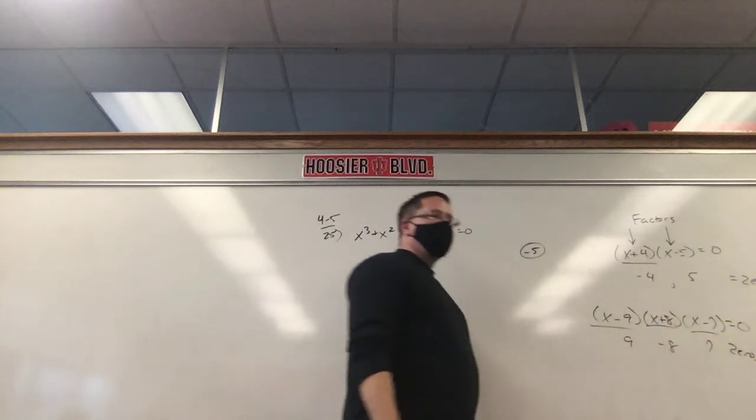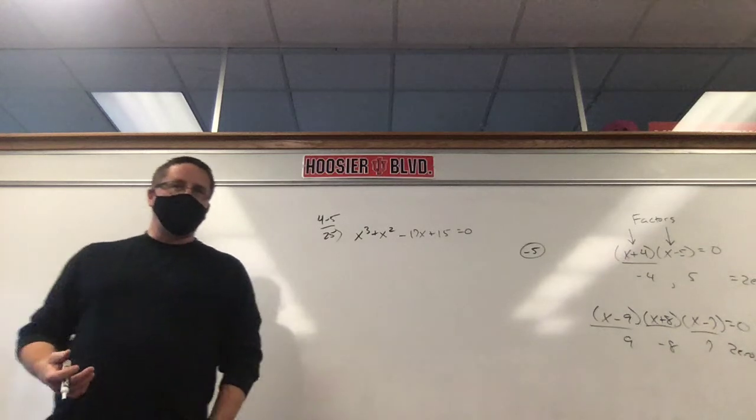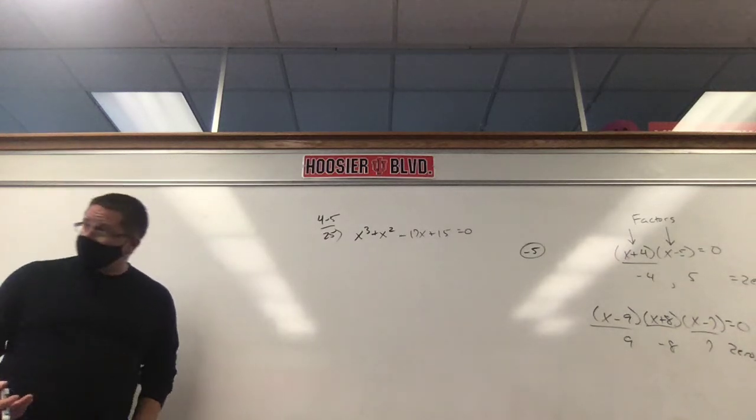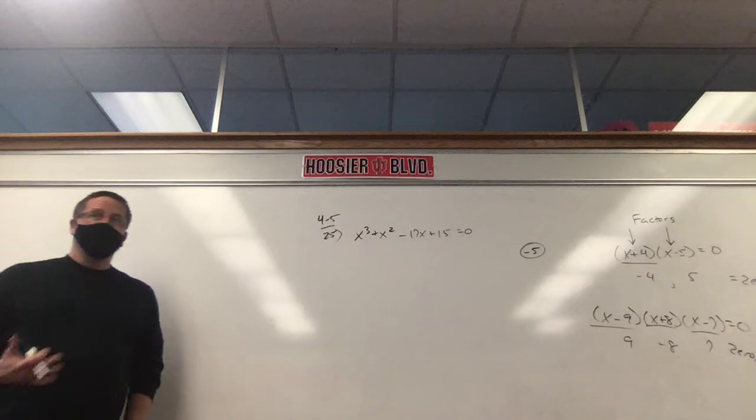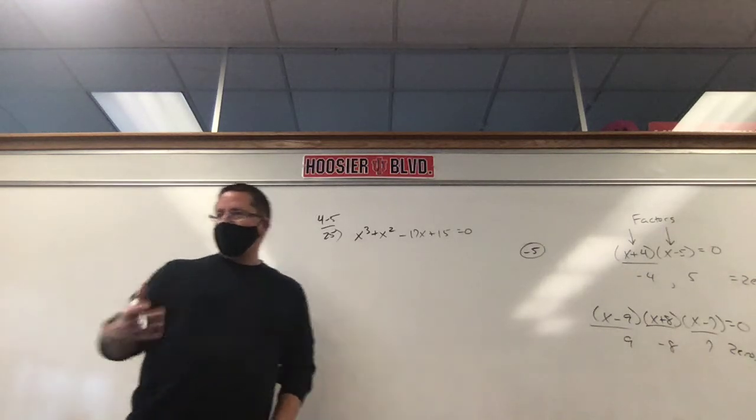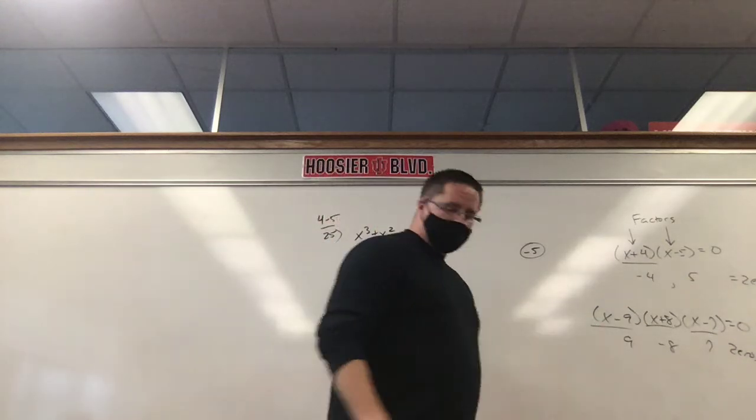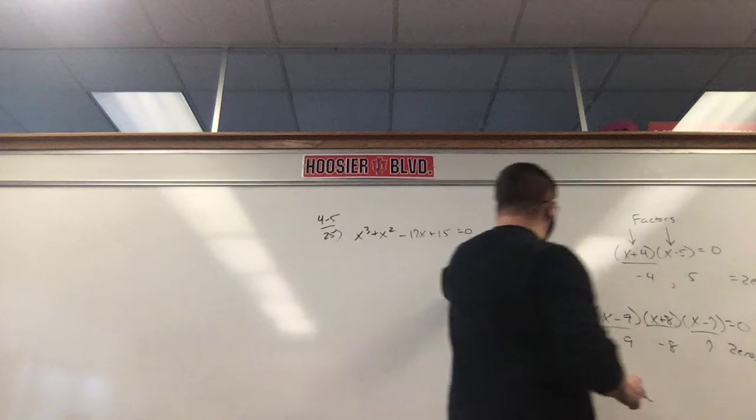X minus 7. What do factors always have? When I said my factors, what did I say every time? X. They all have to have an X. Okay? They all have an X. Zeros are just numbers. Factor, or whatever variable you use, X, Y, Z, whatever. Okay? So factors start out as this. They have an X. So keep that in mind.